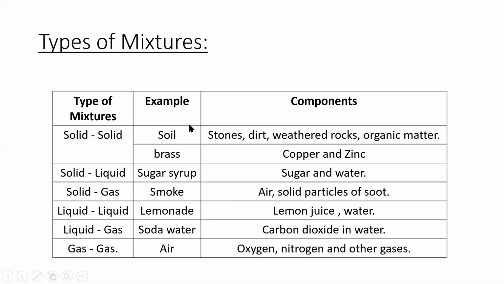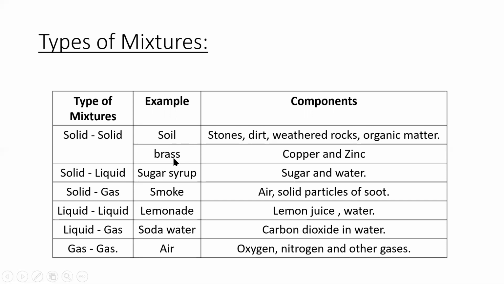Now let's try to understand different types of mixture. In this table, we will get a brief idea about different types of mixtures. First type of mixture, solid in solid mixture. First example is soil. You are aware that stones, dirt, weathered rocks, organic matter, etc. are mixed in random proportion in the soil and all are solid in state, and that's why soil is an example of solid in solid mixture.